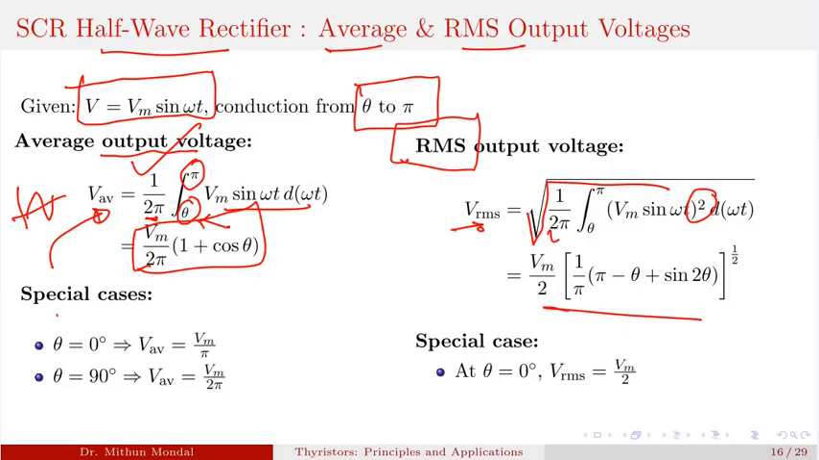In the boundary conditions, which are the special cases, considering theta 0 and theta 90 degrees, we get the average voltage as Vm by pi and Vm by 2 pi. And in the special case of RMS with theta 0, we get Vrms as Vm by root 2.